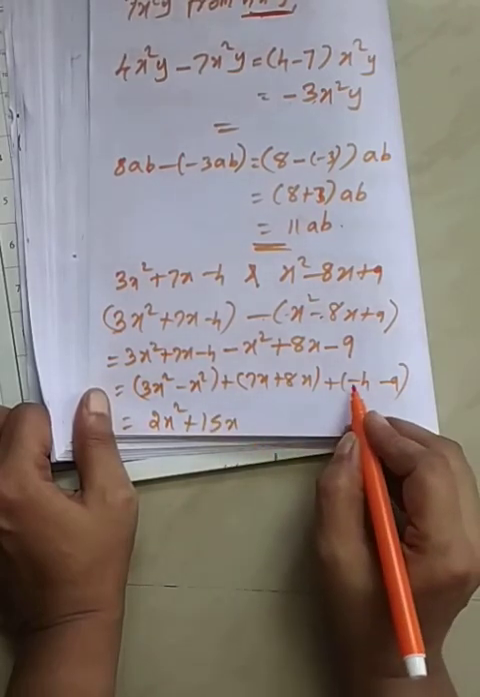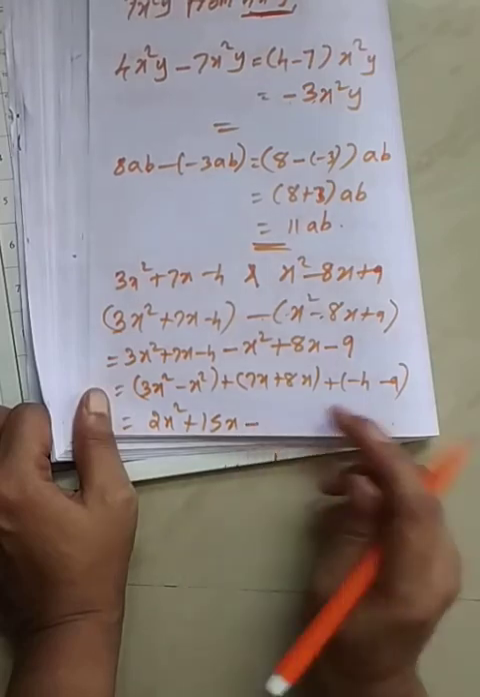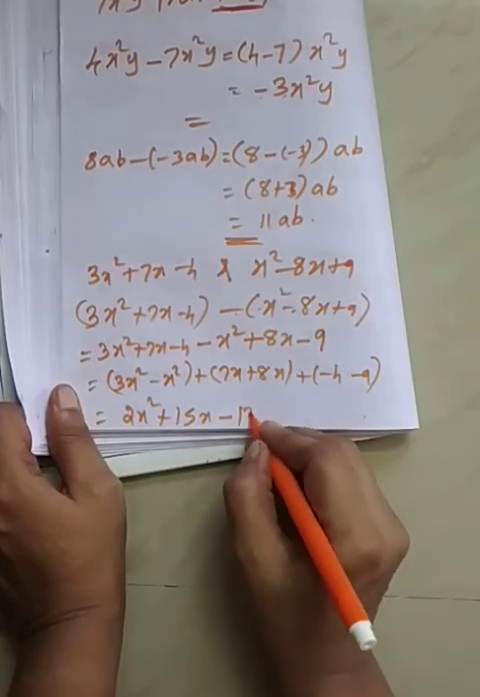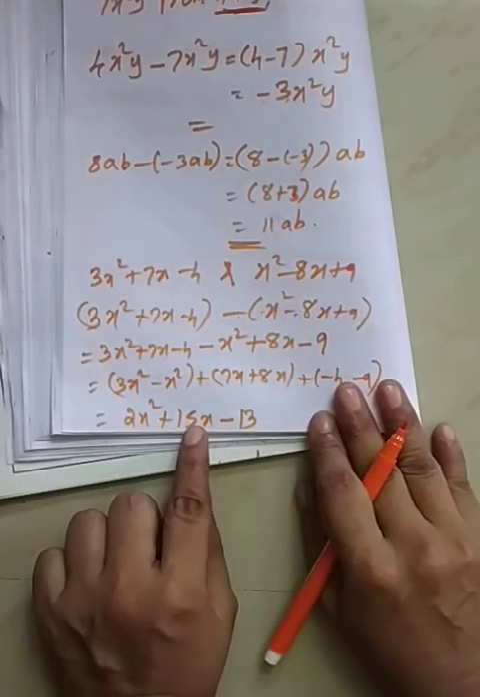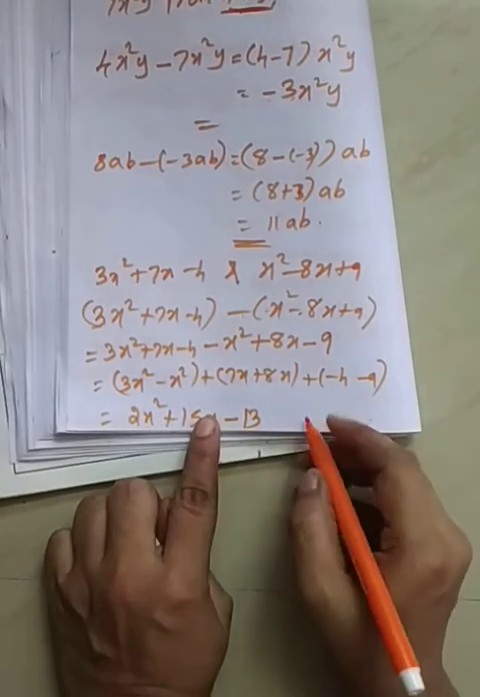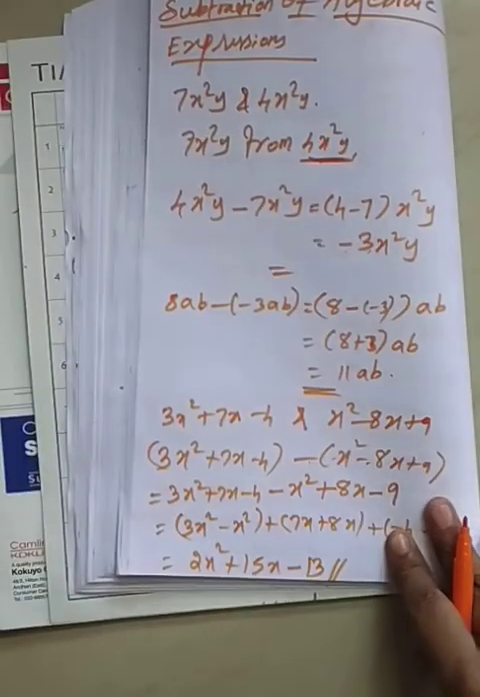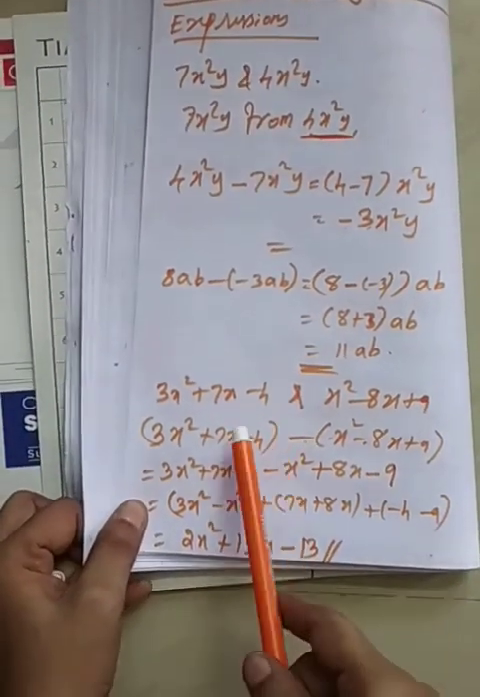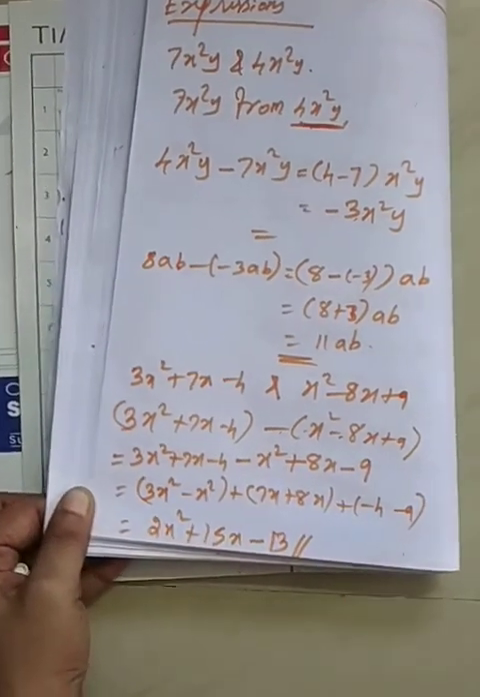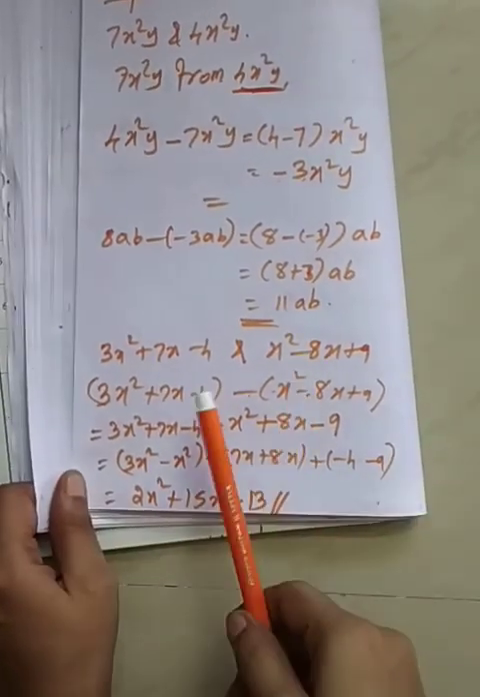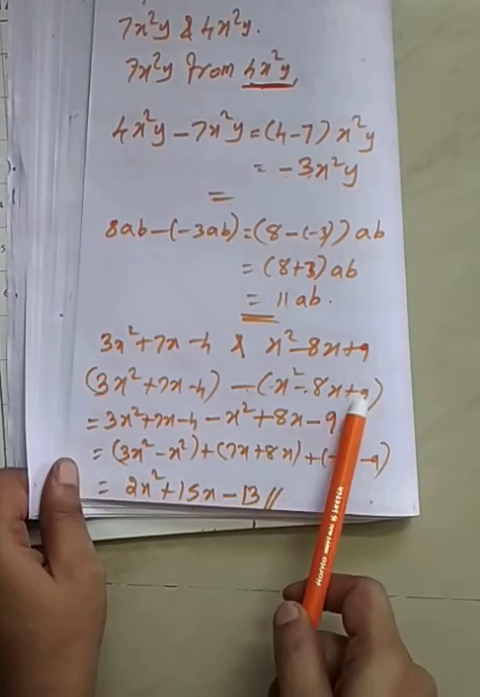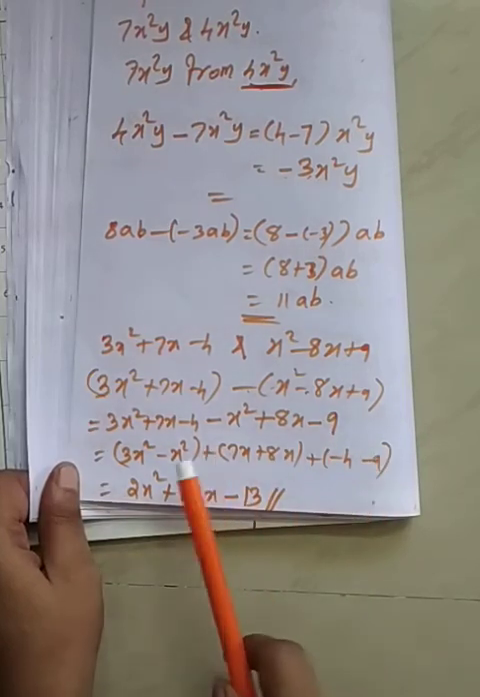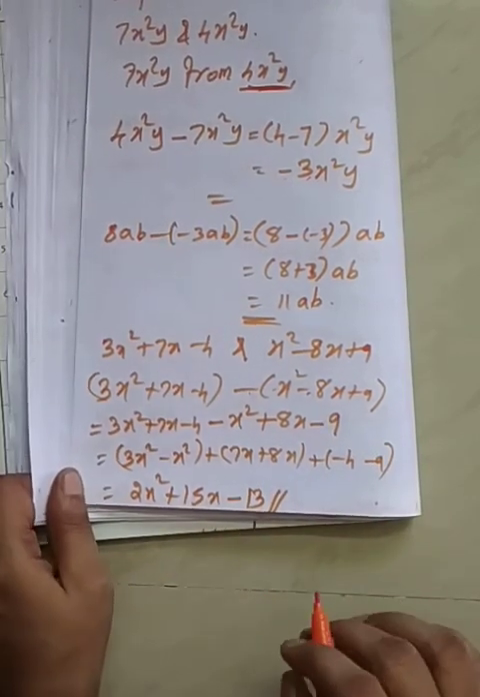15x. Next both are minus, so you have to put minus. Now you have to add 4 plus 9. What is 4 plus 9? 13. So your answer is 2x squared plus 15x minus 13. Okay, clear? See, the two expressions were given. So first you have to take the first expression minus the second expression. Next step, you have to multiply this minus inside that bracket, you will get this step. After that you have to arrange the terms, then you have to simplify this, you will get the result. Okay.